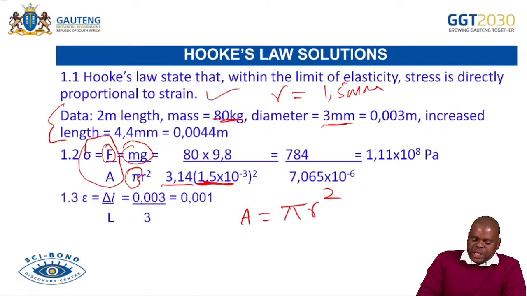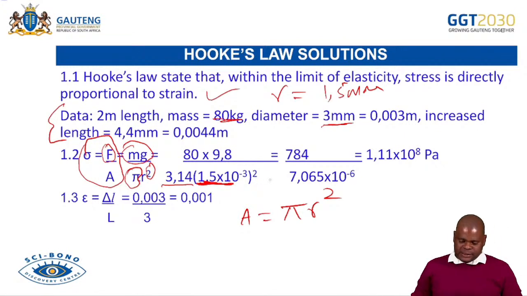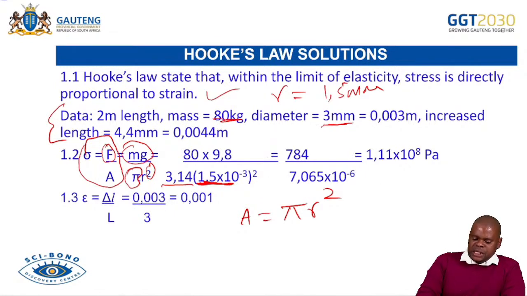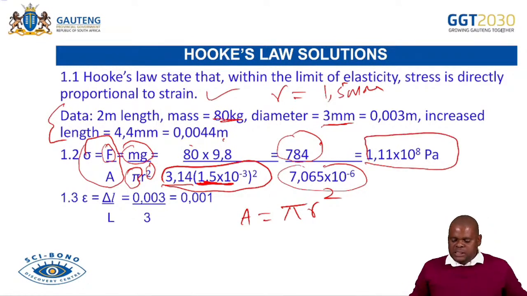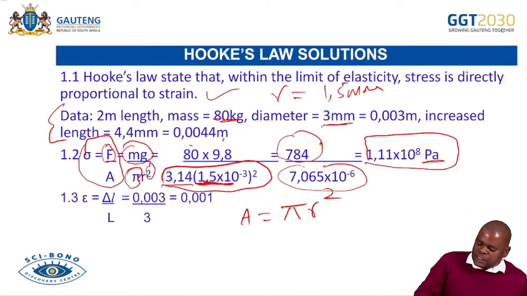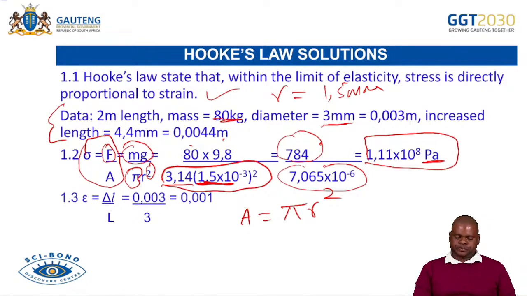Because of the square here, we are squaring only the radius. Are we together, grade 12s? We are squaring only the radius. Now when you multiply this by this, it gives you this, and all of this will give you this. When we multiply this with this, the answer that we get is 1.11 times 10 to the exponent 8 Pascal. Don't forget to write the unit.